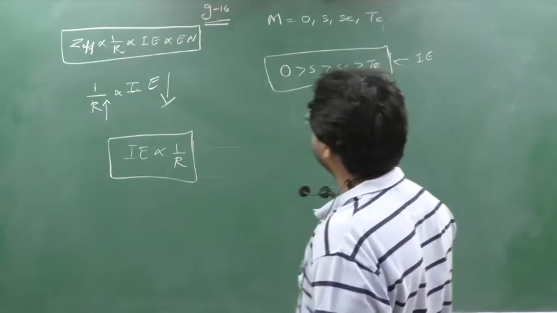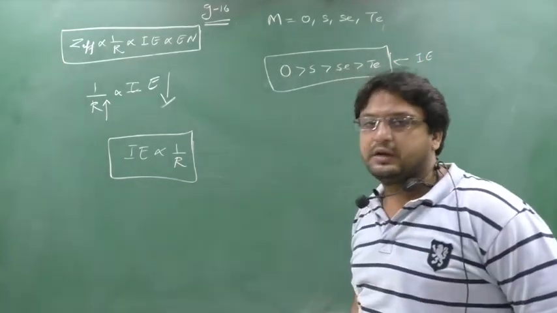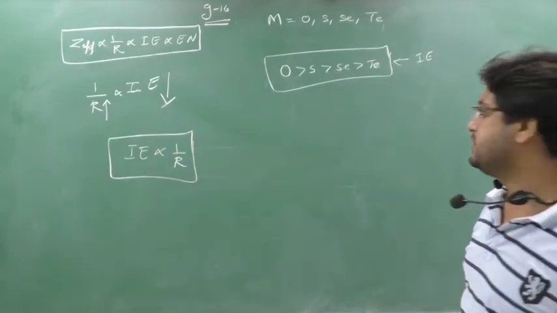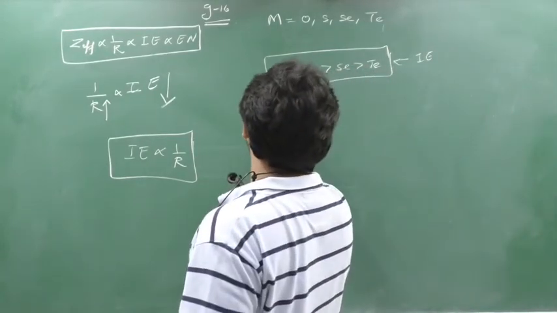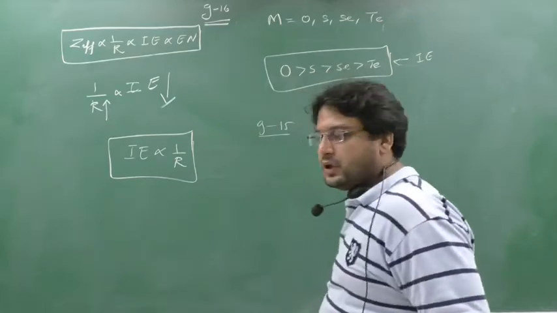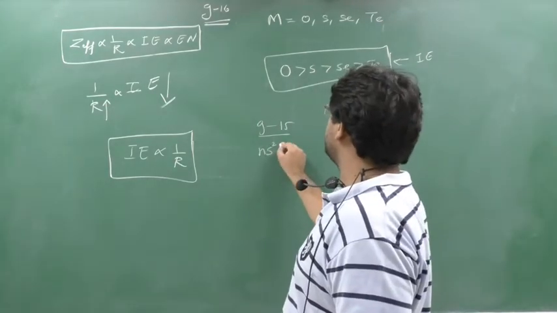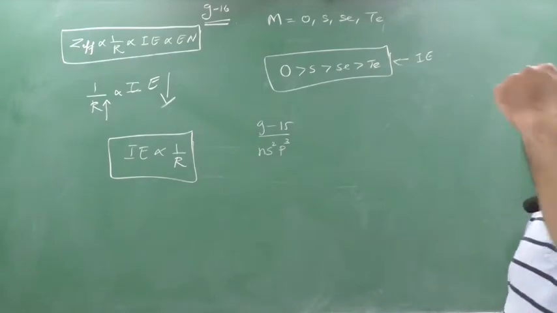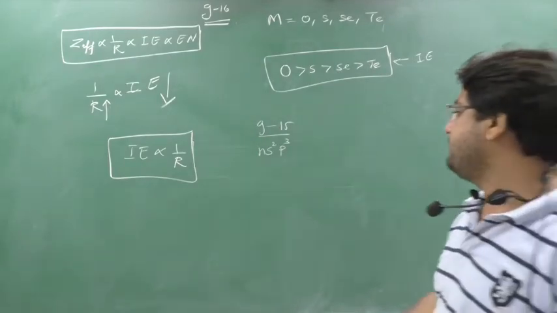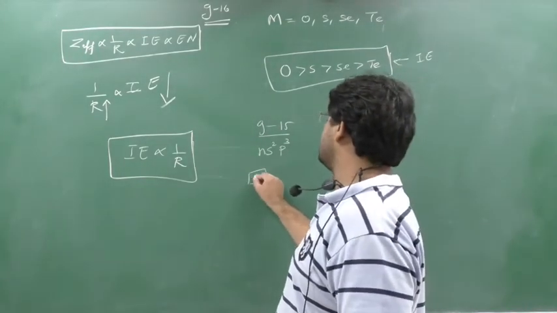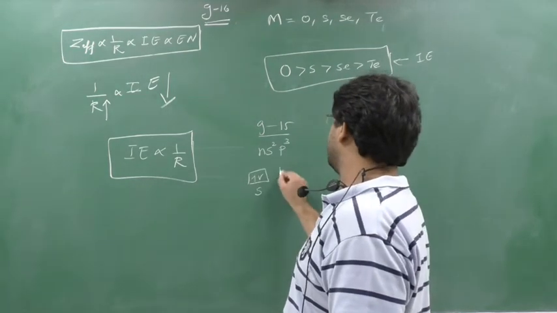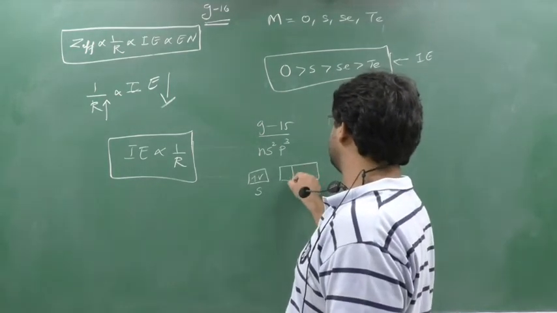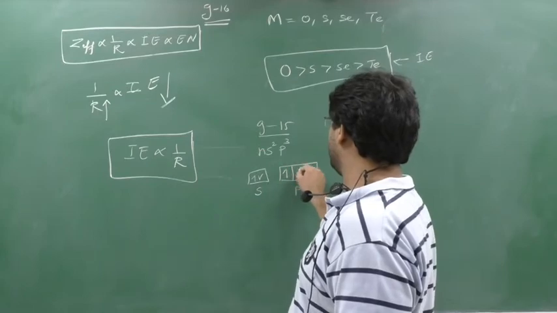Now see here. We will compare the ionization enthalpy of group number 15 and group number 16. The general atomic configuration of group number 15 is ns2 np3, which means the s orbital has 2 electrons and the p orbital has 3 electrons, one in each of the three orbitals.